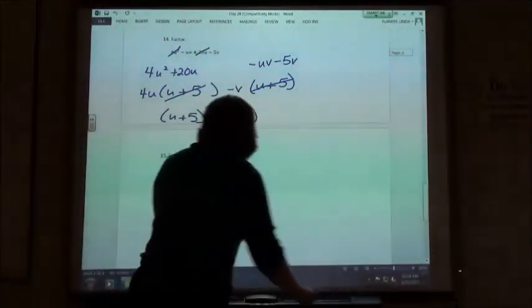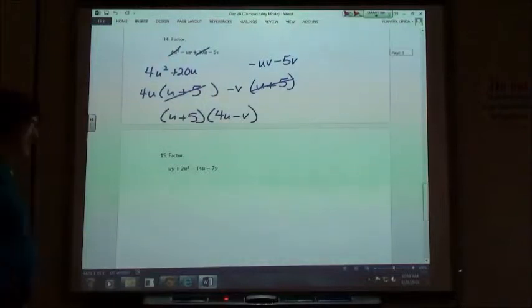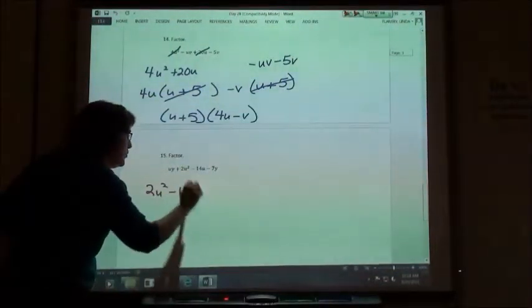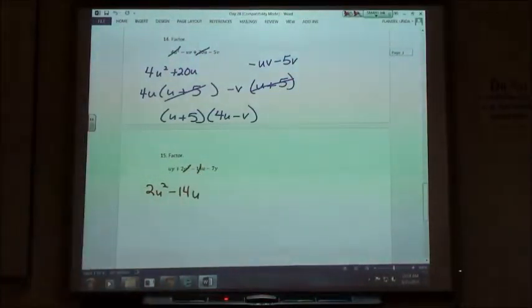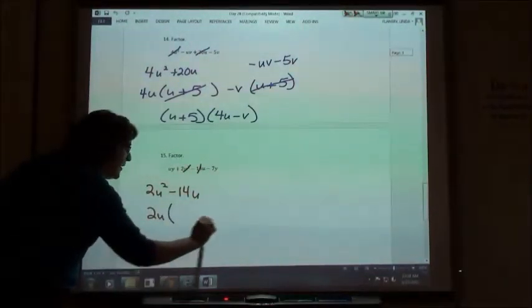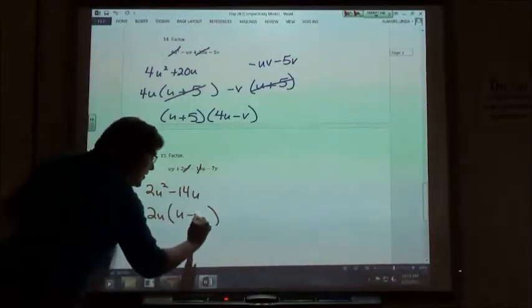And one last one of those, factoring by grouping. Which two should we start with? 2u squared minus 14u, and both of those are divisible by 2u. So if I divide 2u out of each of those, I'm going to get u minus 7.